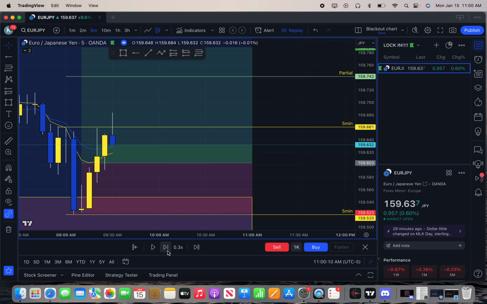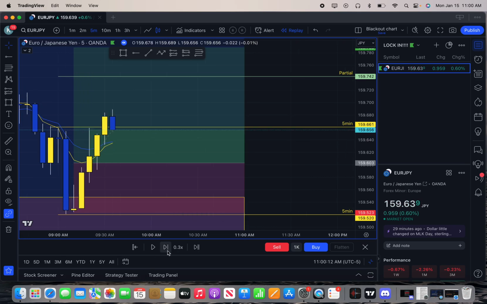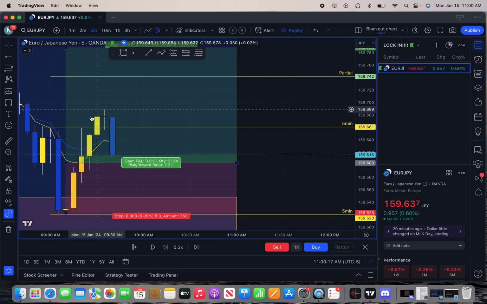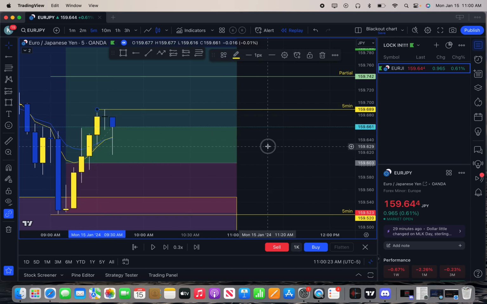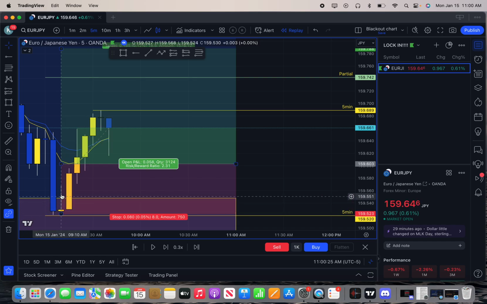So let's see what we get. Boom, we get a break. Boom, it wicked another high. Let's give it another chance. Boom. So it doesn't give us a high probability break. So we can identify this as the high now. So it doesn't give us high probability. So our stop loss isn't really protected here.